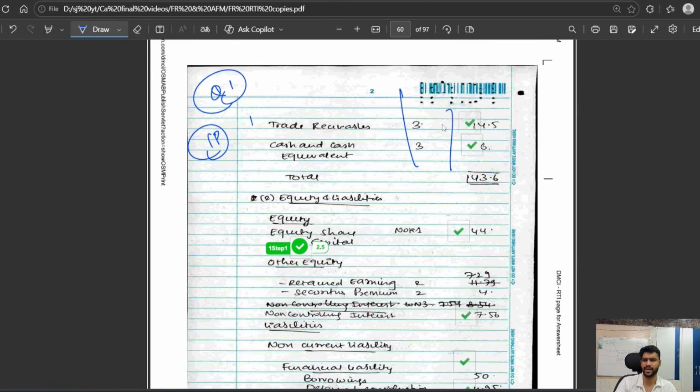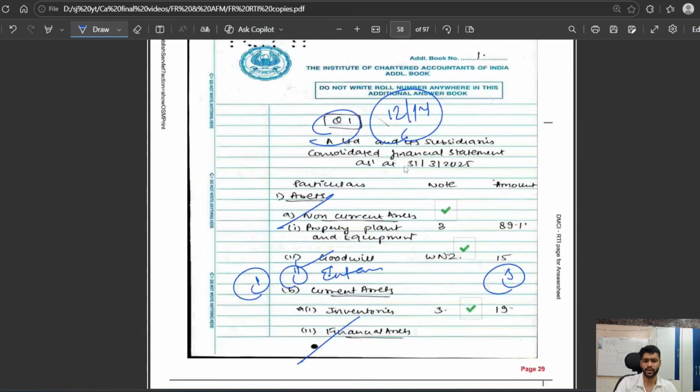So you do not have to make lines and all. Just make sure that you write the amount, notes and particular. So your structure should be good enough, but there is no need to make any lines.